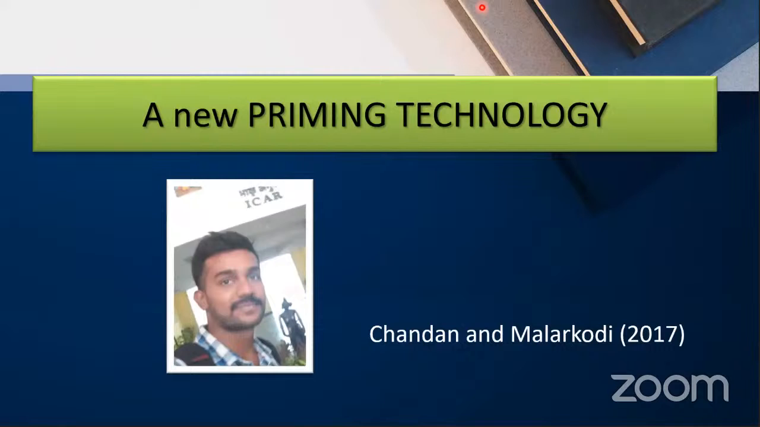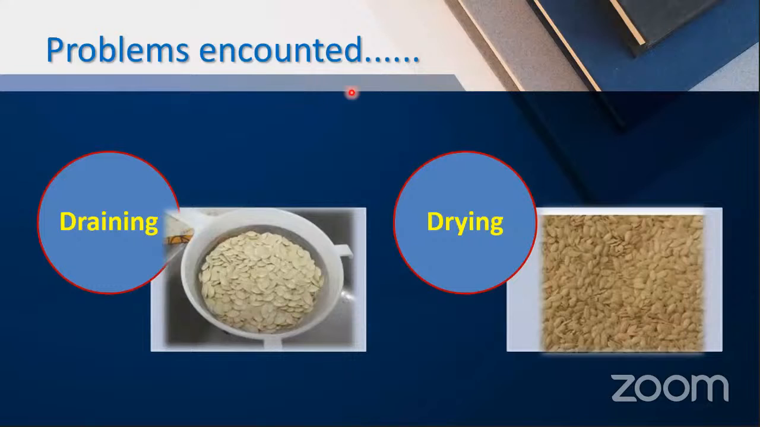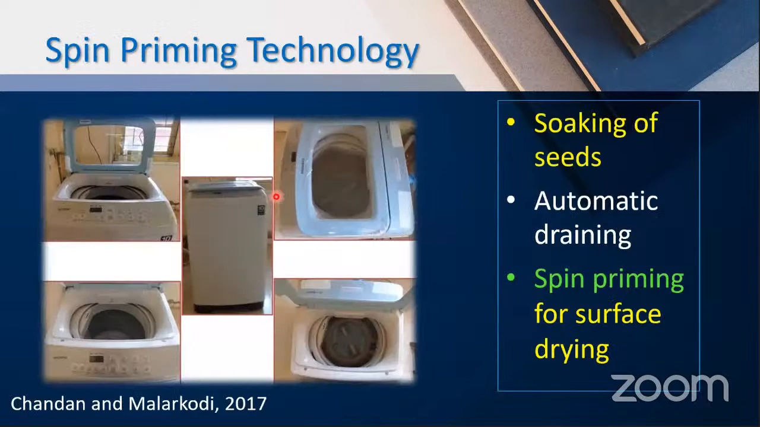So a new priming technology was developed in our department by this student, Chandan. He belongs to Karnataka. Now he is working in National Seeds Corporation. As I said earlier, the soaking, draining and drying is the biggest problem encountered in priming. So he took up the research on using a washing machine for this seed priming process, and he developed a process called spin priming technology.